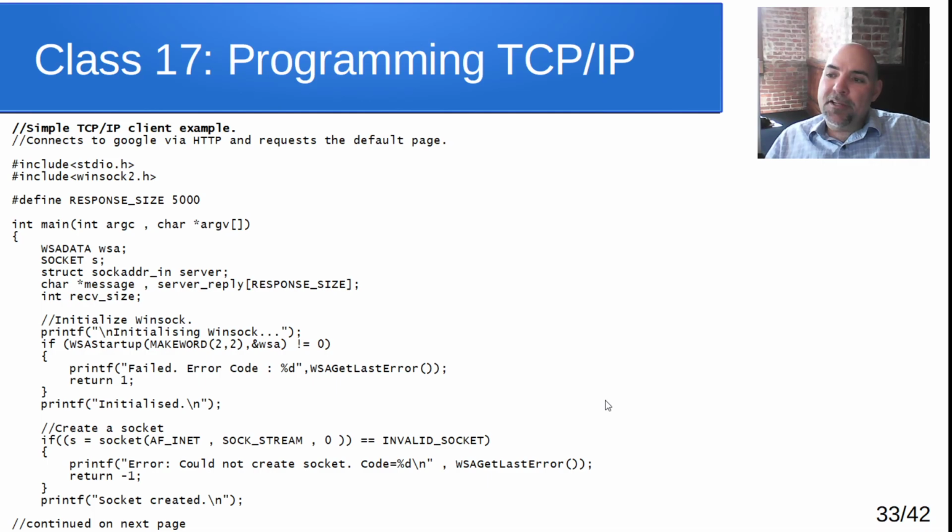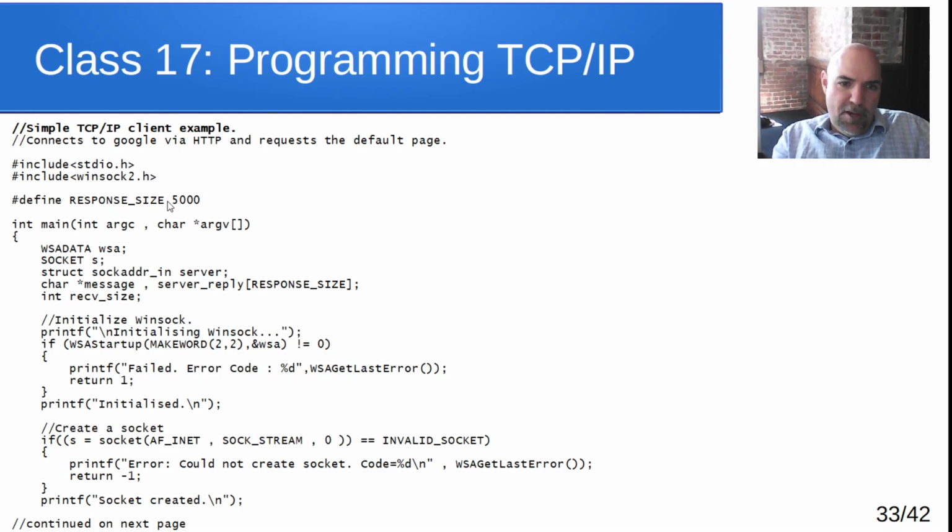This example is going to connect to Google via HTTP and request the default page. So let's go through this. This actually is a full program, and I did this for Windows. So this is the Windows version. If you're on Mac or Linux, you would have to undo some of those changes. Instead of using winsock, you'd use the other header file, and rather than having this WSADATA and WSAStartup, we would just get rid of all that because we wouldn't need it. And then shutdown would be different. The rest of it would be the same, but let's walk through this code.